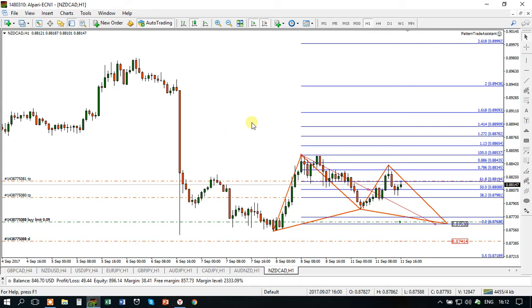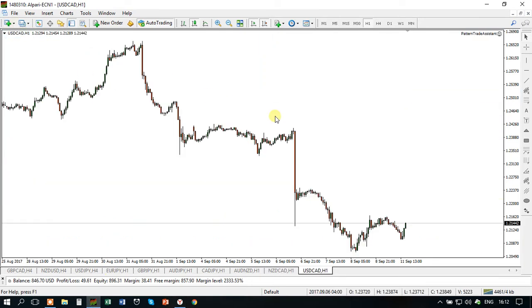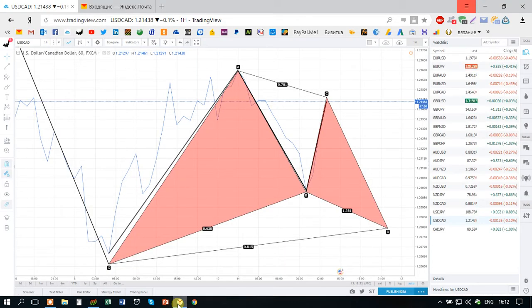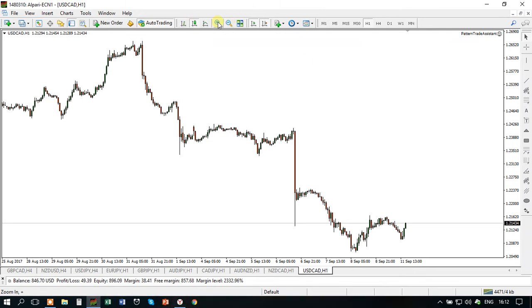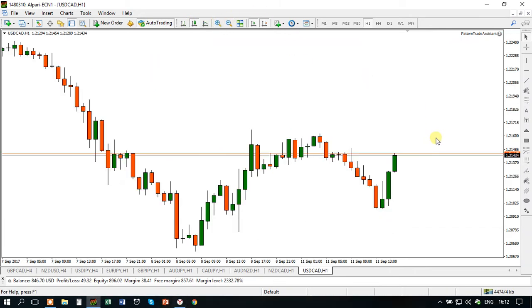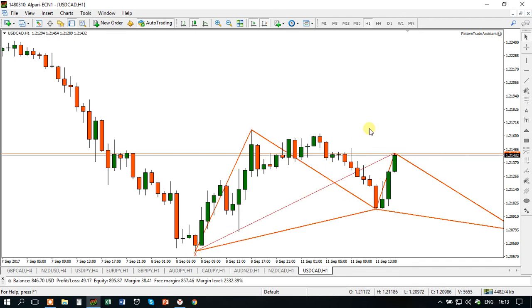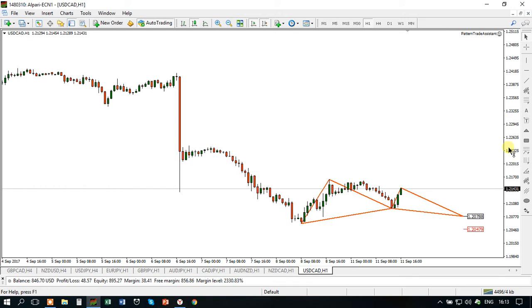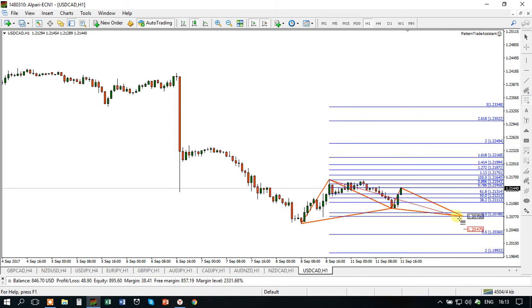I will open that in my MetaTrader. Dollar Canadian, dollar Canadian. Forgot what to look at. Here it is. And it should look this way. It automatically finds the lowest extreme and the highest extreme between these 2 points and draws the pattern. So potential trade is this.